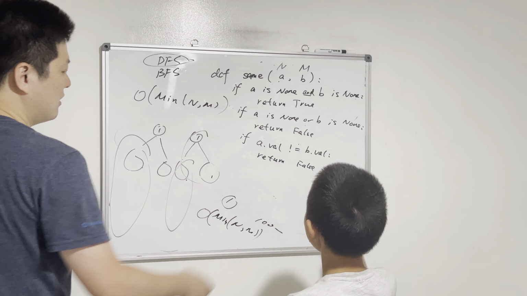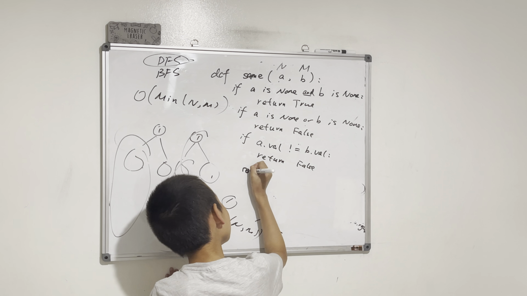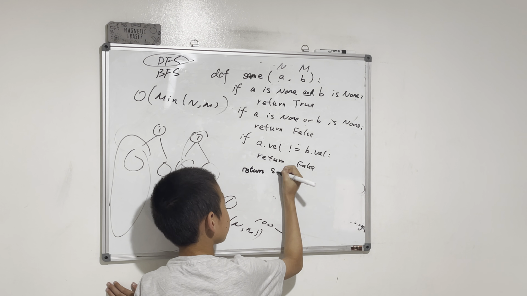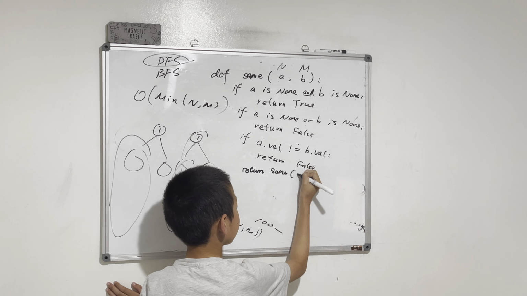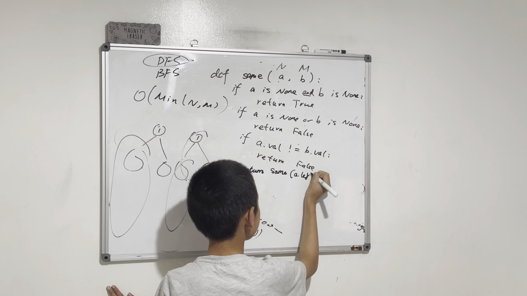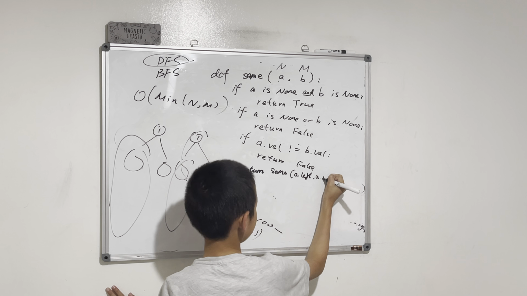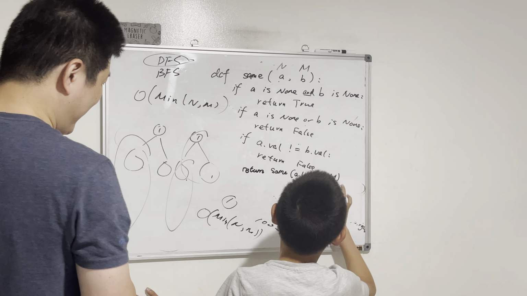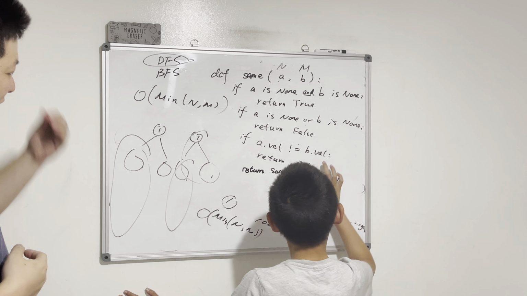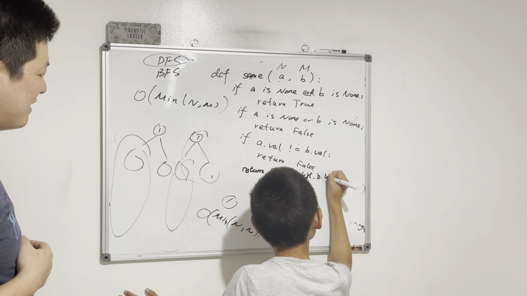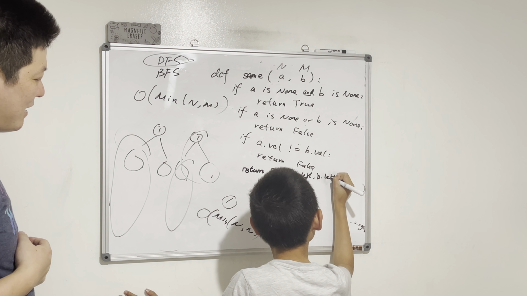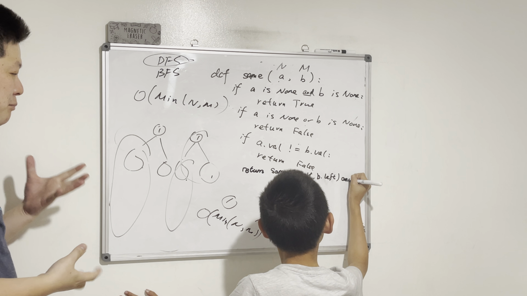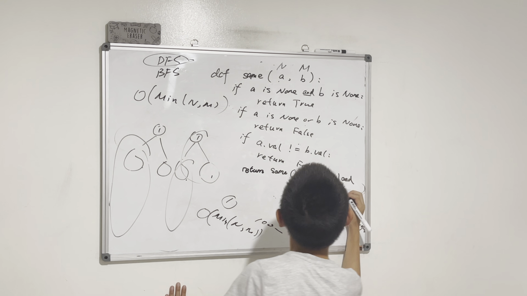Okay, I can do it. If you understand, you can do it, of course. Return. Are you sure it's A dot left? Yes, because we check both the left tree and the right tree. B dot left. And then what? It's and. What does and mean? Both need to be true in order to return true.